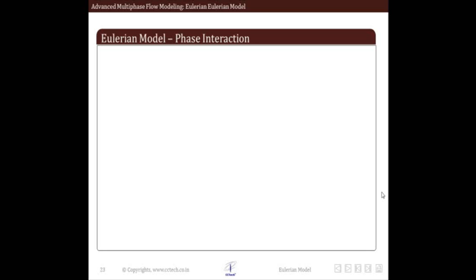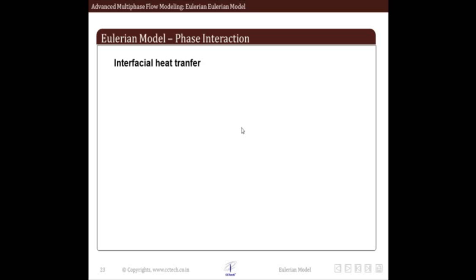The next option in the phase interaction panel is heat transfer. Phases can interact with each other by exchanging heat. The heat transfer mechanism needs to be modeled by giving various inputs in the heat transfer tab within the phase interaction panel. This heat transfer between different phases is referred to as interfacial heat transfer.